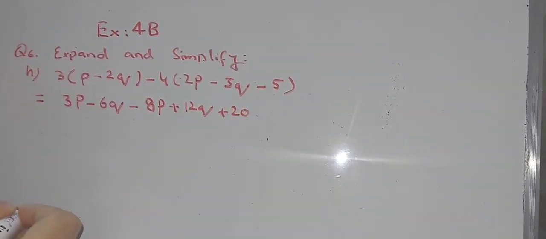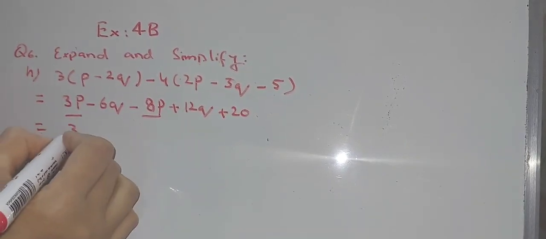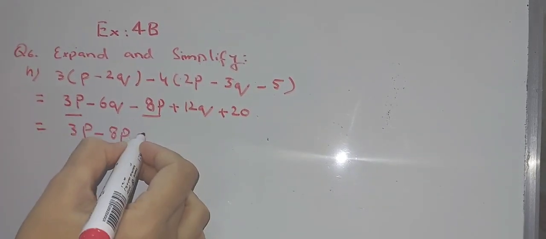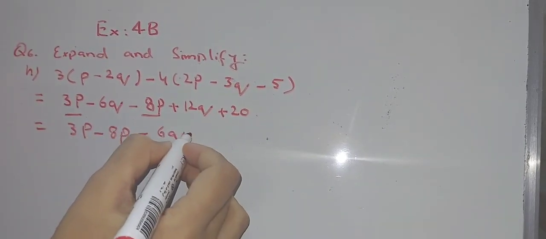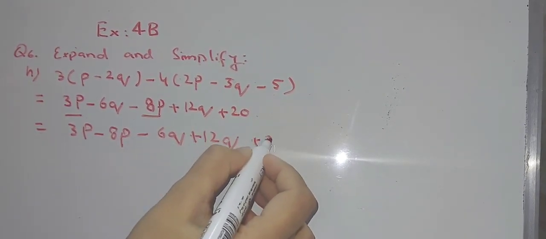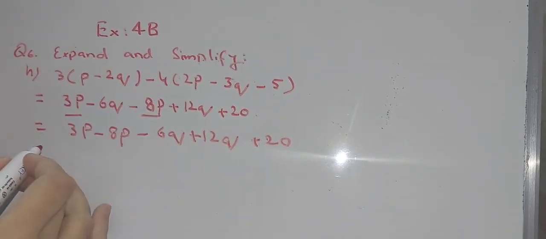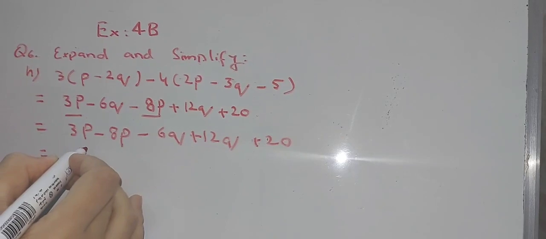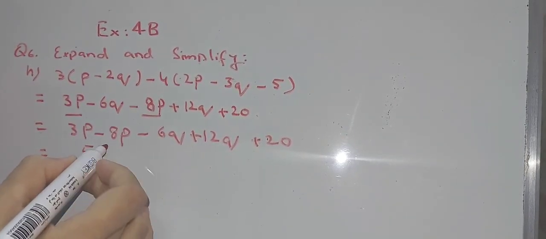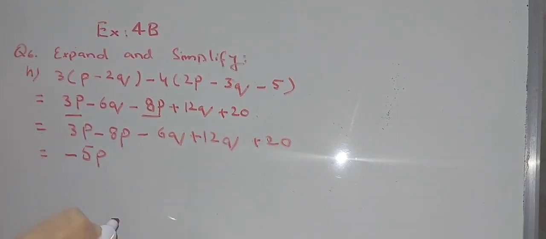Now we have to arrange the like terms. 3p minus 8p, minus 6q plus 12q, and plus 20. Okay, 3p minus 8p. 8 minus 3 will become what? 5p. Plus minus minus 5p, and the bigger number carries the minus sign, so it will become minus 5p.